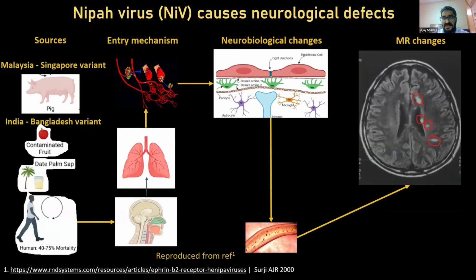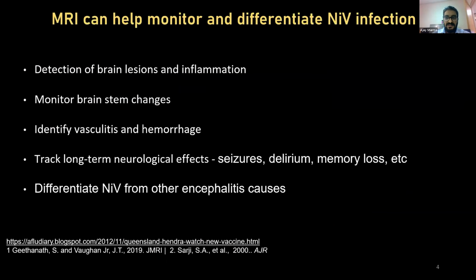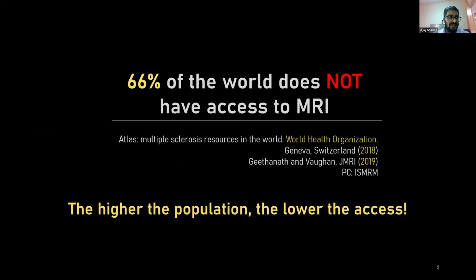You can see the lesions in the brain in one of the human MRIs. Whenever there are neurological changes, MRI can help monitor and differentiate the infections. It can detect brain lesions and inflammation, and monitor brain changes. Using MRI, we can monitor brain tumors, and we can observe any changes in the hippocampus and amygdala.